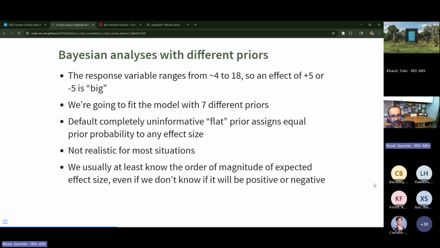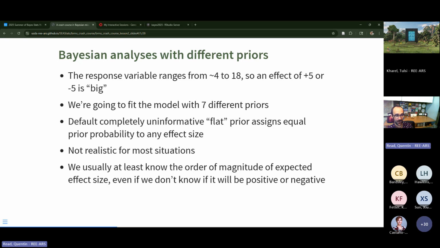Now, let's do this in Bayesian world. If you look at the data, you can see that the lowest abundance was 4. I don't know what units these are in, but it goes from about 4 to 18. So we could say, if those are roughly the order of magnitude that we have, then an effect of plus or negative 5 in either direction would be a big effect. So I'm going to fit this model 7 times with 7 different priors.